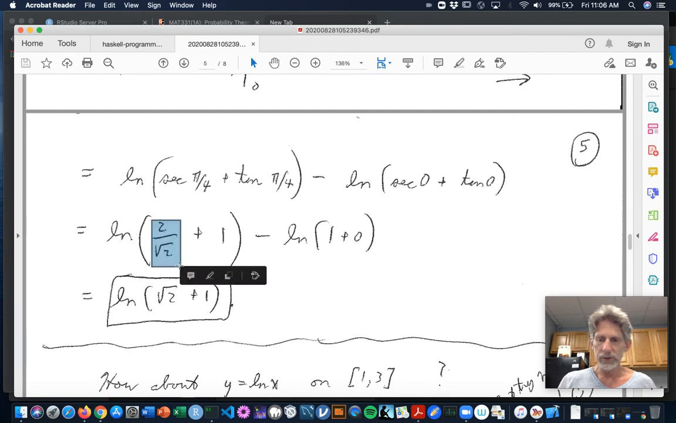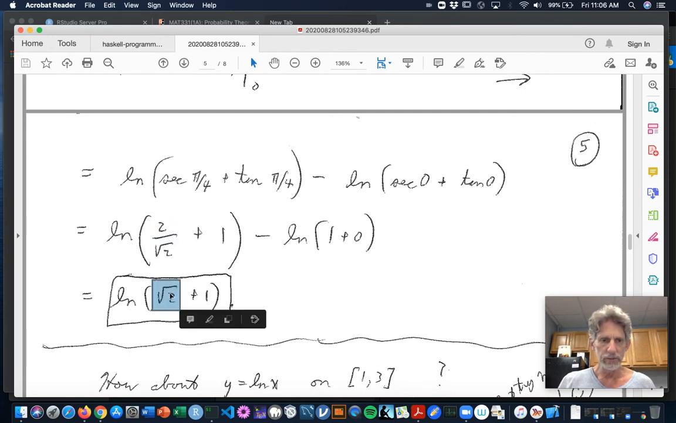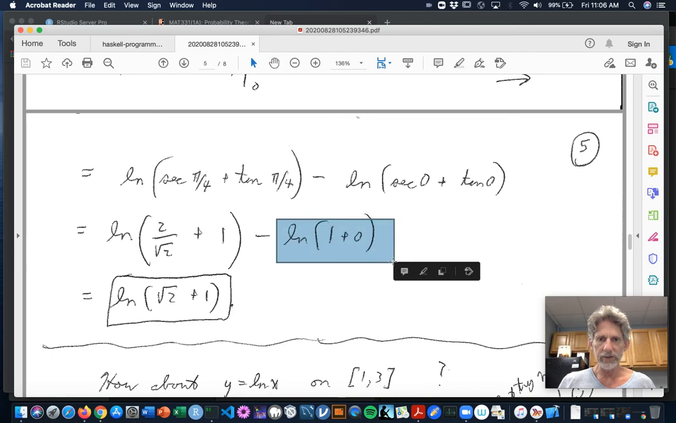2 over root 2 is the same as root 2. And looking over here, I just got the log of 1, which is 0. So I'm really only left with this expression here.